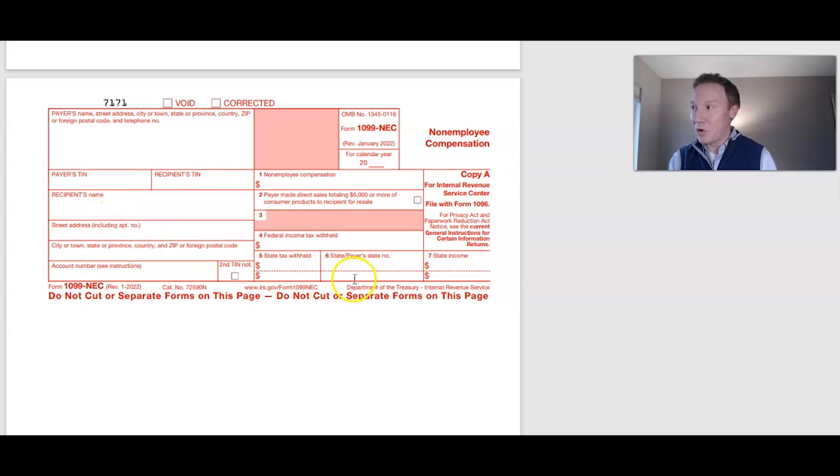They're going to just note how much they paid you, right, in this non-employee compensation. So if you got paid $650, they're going to put that here. They're going to file one copy to the IRS, and one copy goes to you. So now the IRS has this form, right? So when you do your personal return, even if you got paid $650, the IRS is going to expect to see that somewhere on your tax return.